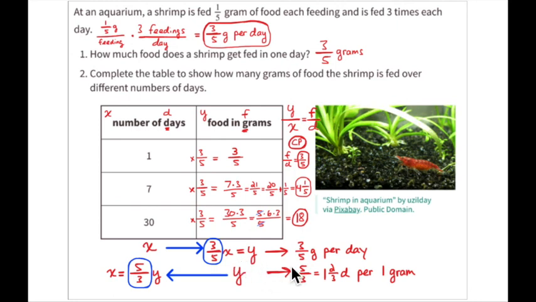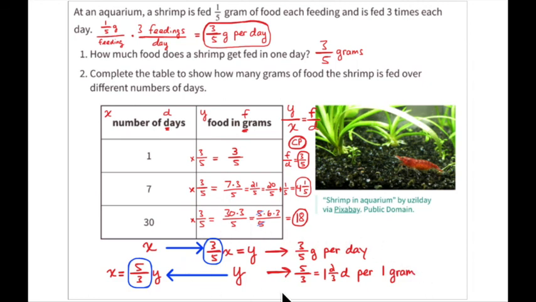Now, if you go the other way, and you want to figure out how many days does it take to eat a certain number of grams of food, then you're going to multiply by 5/3. You're going to flip the relationship, and if you're going from grams of food to number of days, you're given a certain number of grams of food, how many days is that going to last? Then you're going to multiply by 5/3. So going in this direction is going to be 5/3 times y to get the value of x, the number of days. So it's 3/5 of a gram of food per day, and it's 5/3. And we're going to come back to this. This is the tough part. It's 5/3 days per gram of food.